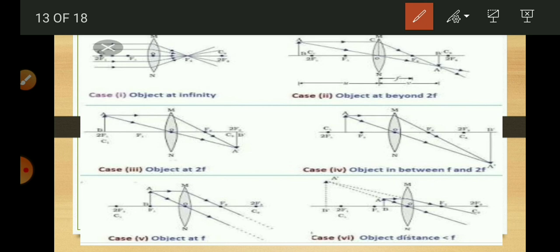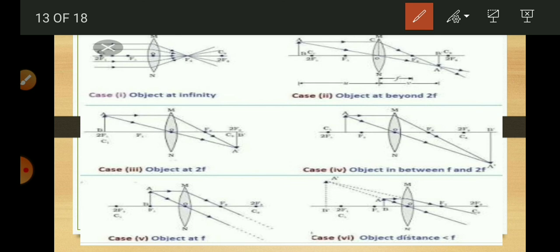Now see, in this case we are taking the same rays, that is the ray which is going parallel to the principal axis, passes from f2 on the other side, and the second ray passing through optical center. In this case the refracted rays are parallel, they never meet. The image is formed at infinity, and it is real and inverted and highly magnified.